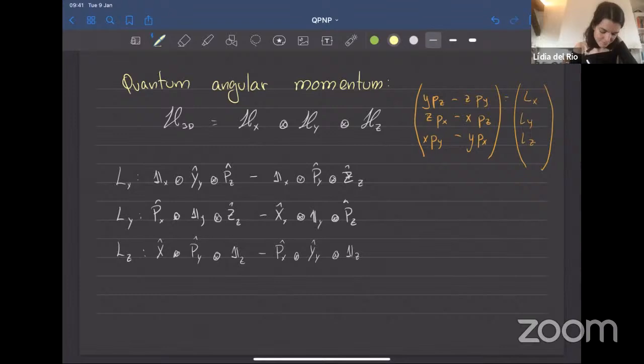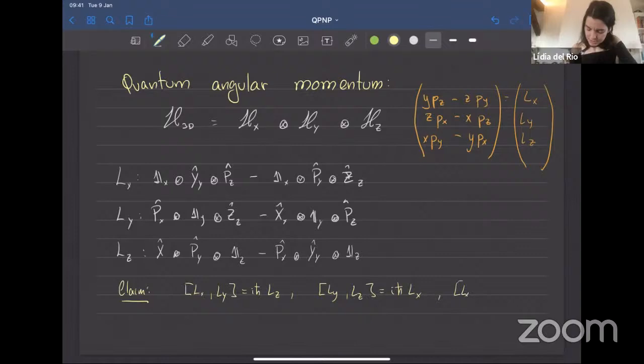So now, what's my claim? The claim is that these three operators that I defined here satisfy the commutation relations: the commutator of Lx and Ly is i h bar Lz, and likewise for Ly, Lz giving i h bar Lx, and Lz, Lx giving i h bar Ly. So these are exactly the commutation relations for spin. So if you can do this, then we can apply all the spin machinery to find all the eigenstates and so on, right?